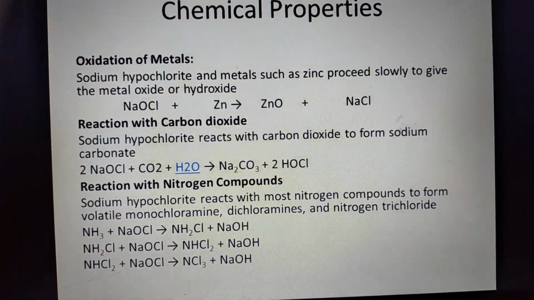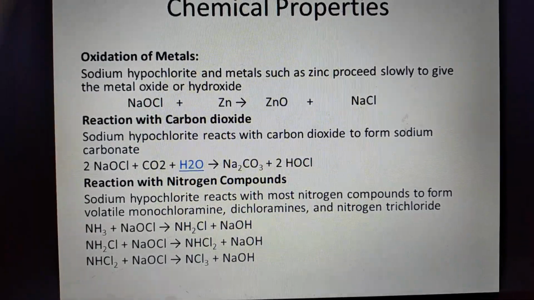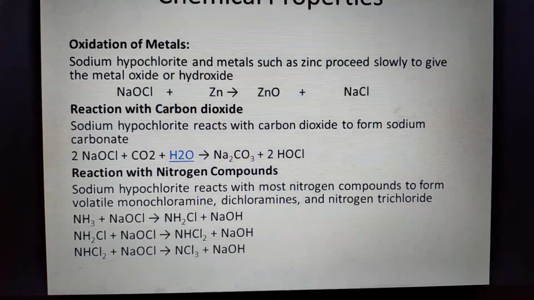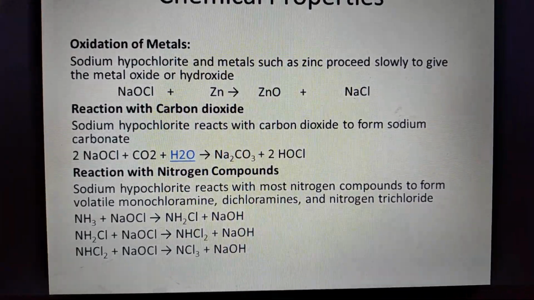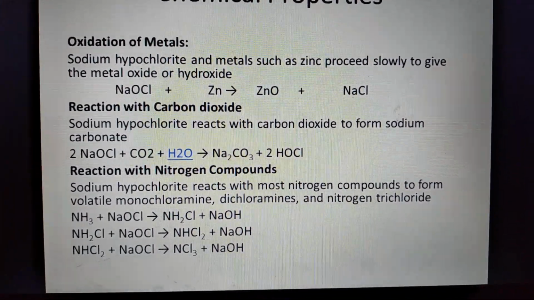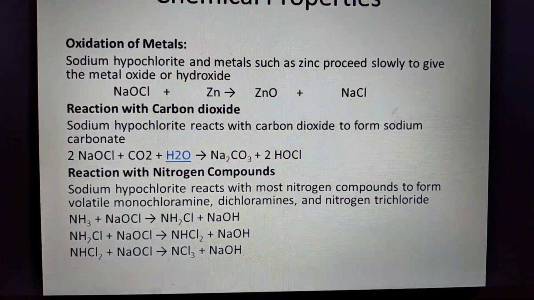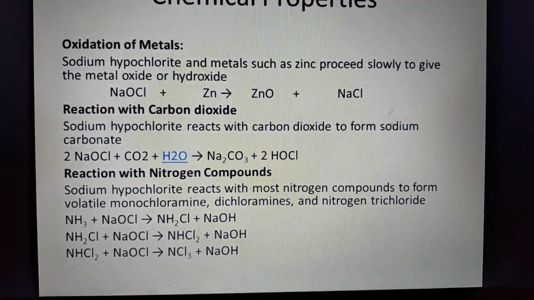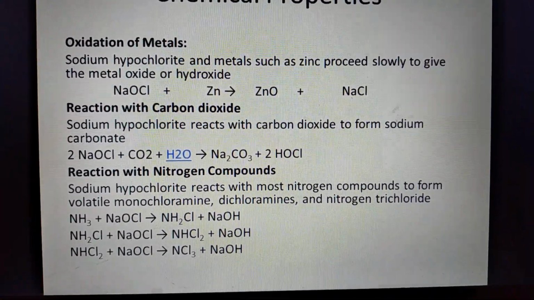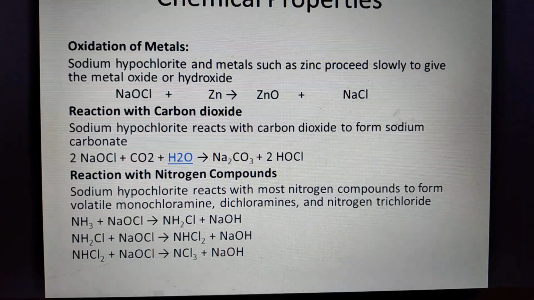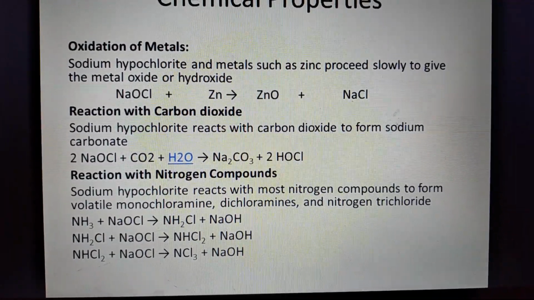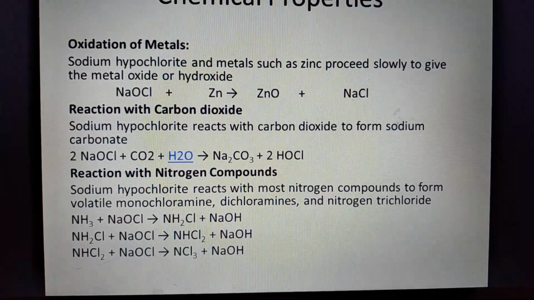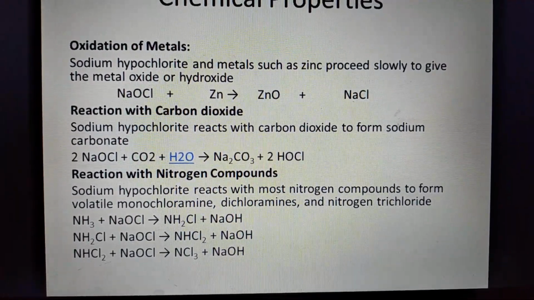Now we will discuss another oxidation of metals. Sodium hypochlorite and metals such as zinc react slowly to give the metal oxide or hydroxide. Sodium oxychloride plus zinc gives zinc oxide plus sodium chloride. Reaction with carbon dioxide: sodium hypochlorite reacts with carbon dioxide and water to give sodium carbonate plus hypochlorous acid.